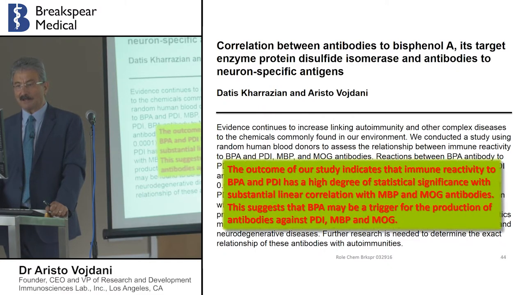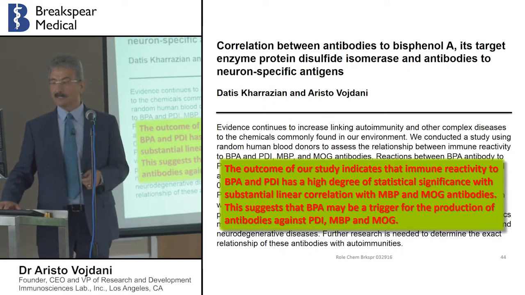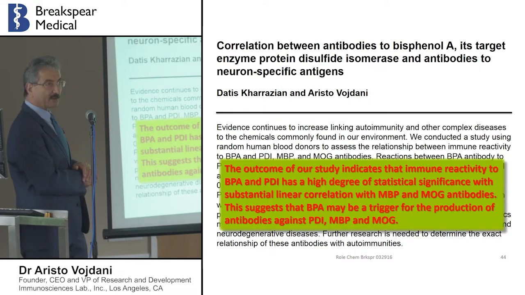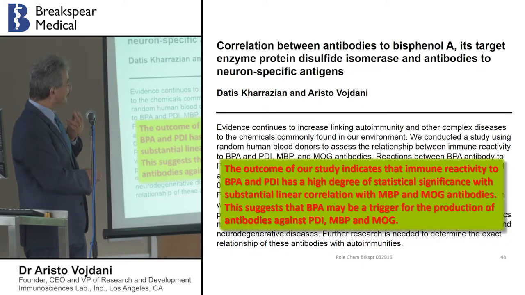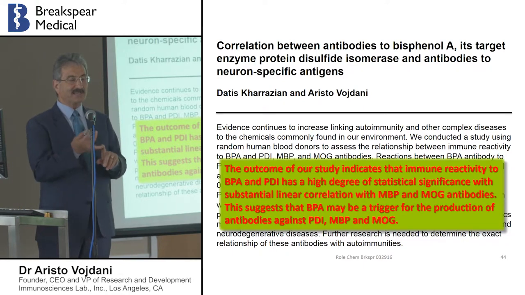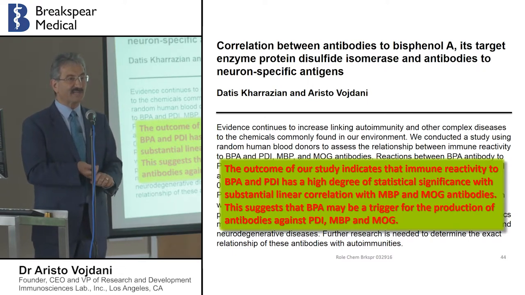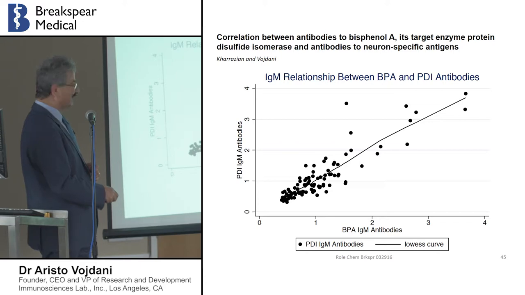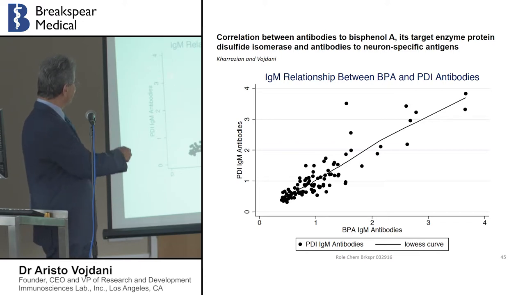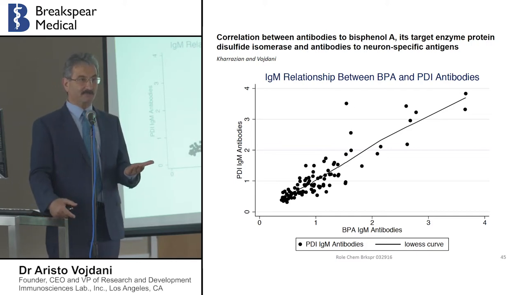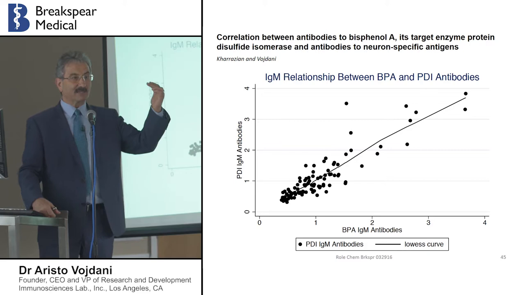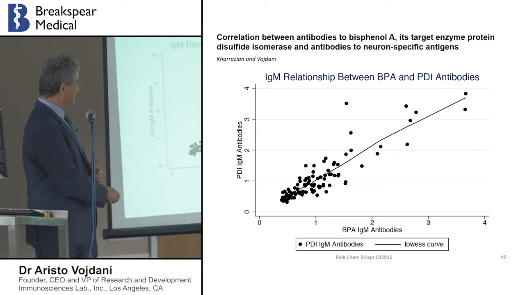And then with one of my colleagues, this is an article we wrote recently, we just sent for publication. Let's look at the title: correlation between antibodies to bisphenol A, its target enzyme, disulfide isomerase, an enzyme in the brain, and antibodies to neuron-specific antigens, such as myelin basic protein, myelin oligodendrocyte glycoprotein. So what we show is that if a patient is making antibody against bisphenol A, the patient also is making antibody against its target enzyme in the brain. So there is direct association between antibody against an enzyme in our brain versus bisphenol A.